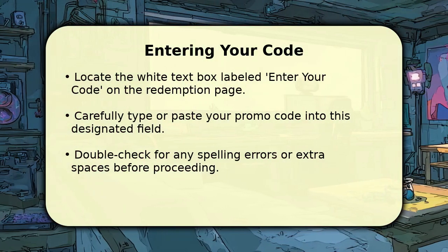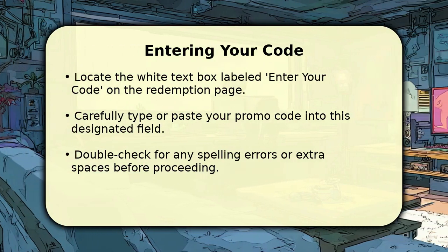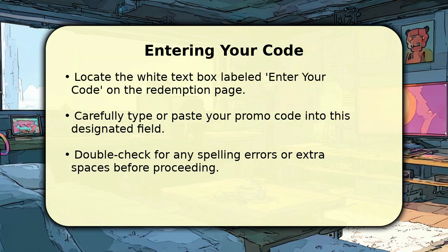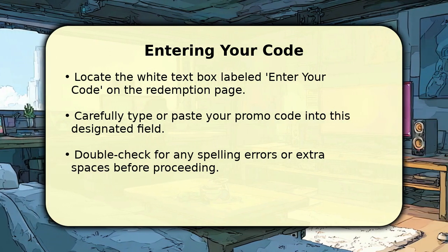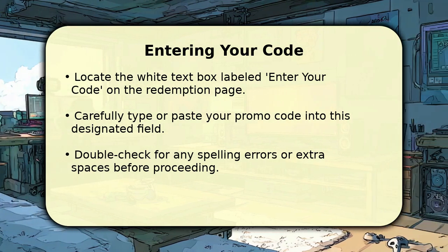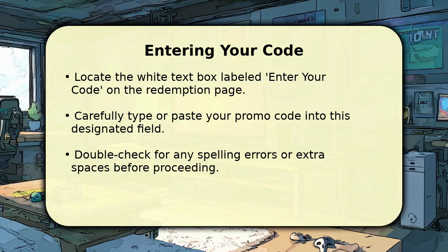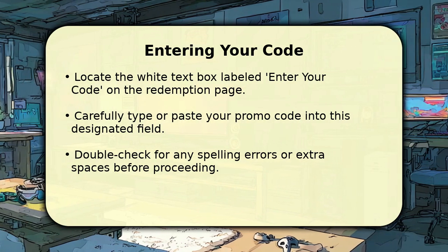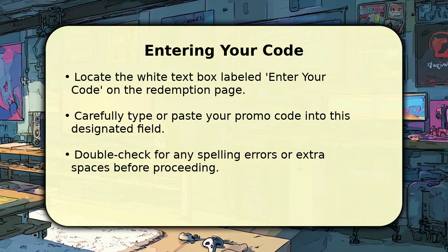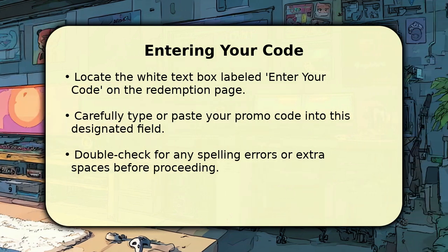Once you are on the official redemption page, you will easily spot a prominent white text box clearly labeled "Enter your code." Carefully type or paste your valid promo code into this specific designated field. It is absolutely crucial to double-check for any typos, incorrect capitalization, or accidental extra spaces, as these common errors will prevent successful redemption. Accuracy in entering your code ensures it will be recognized and processed correctly by the system.